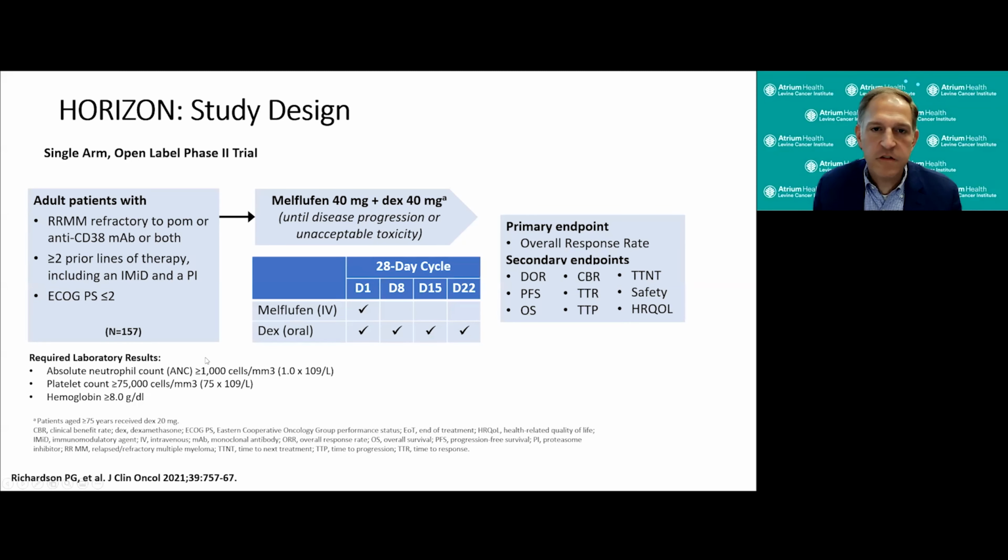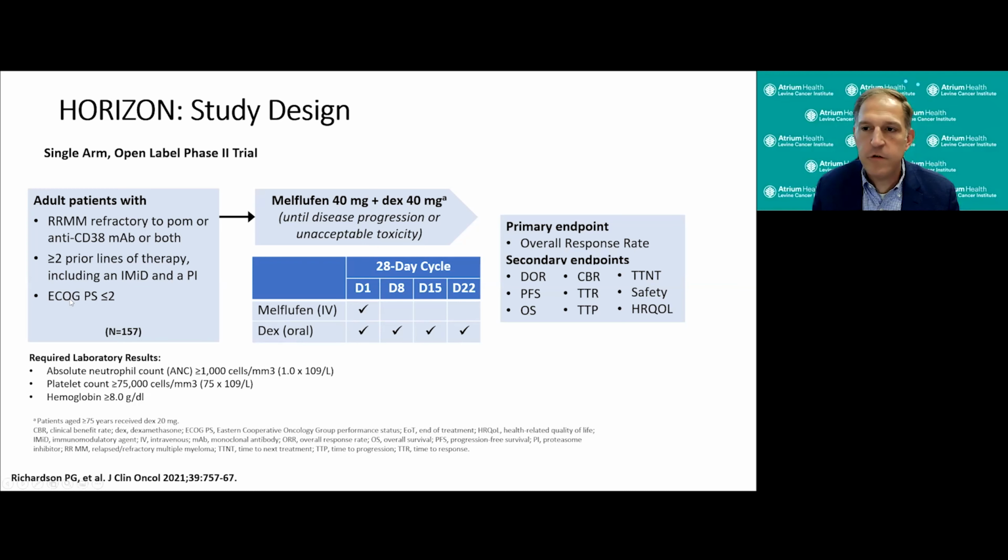So the Horizon study was the registrational phase 2 trial that led to accelerated approval of this agent by the FDA. This was a single arm phase 2 study that took patients who had relapsed refractory multiple myeloma. They had to have disease that was refractory to pomalidomide or Pomalyst and an anti-CD38 antibody, whether that was daratumumab or Darzalex or isatuximab or Sarclisa.